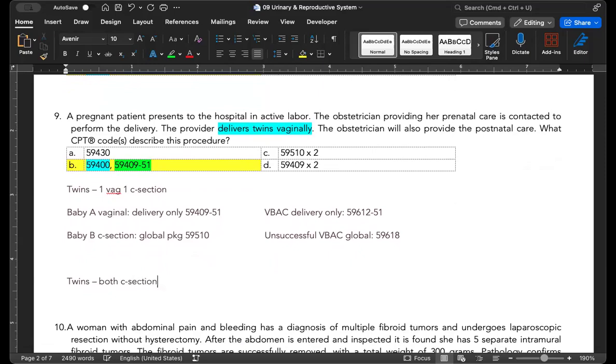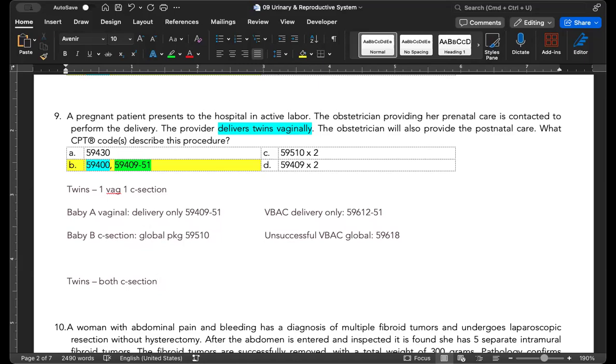C-section. Okay. So when we think about a C-section, we have the same incision. We only make one incision. We don't make multiple incisions for twins. We don't say we're going to take one out on the left and one out on the right. Usually they'll just make that transverse abdominal incision.